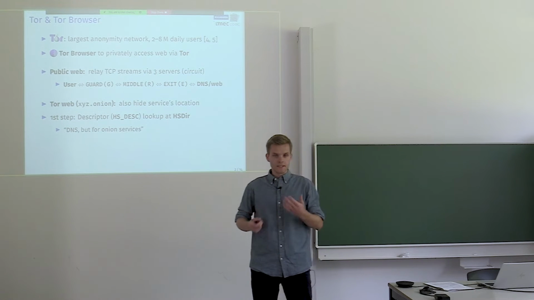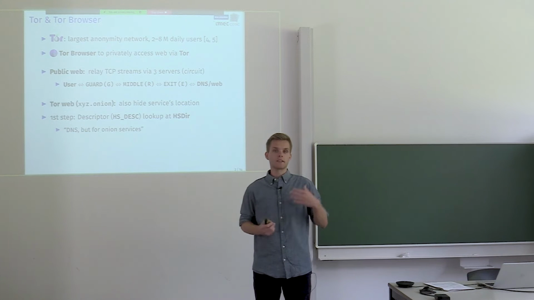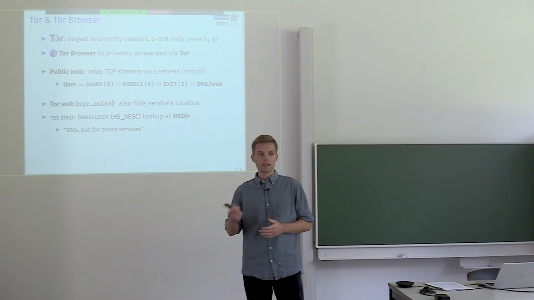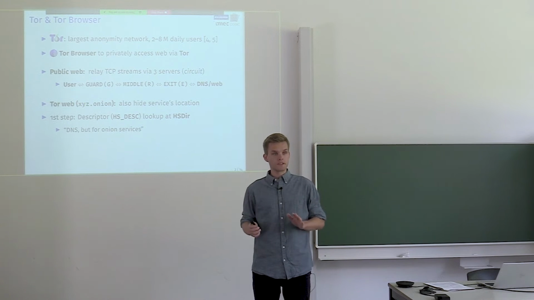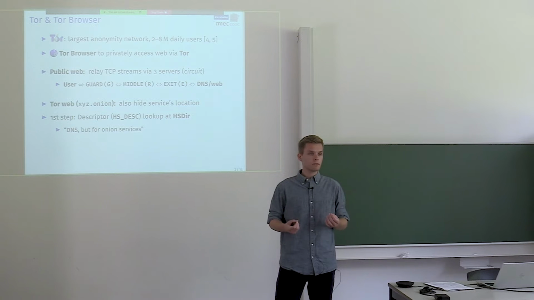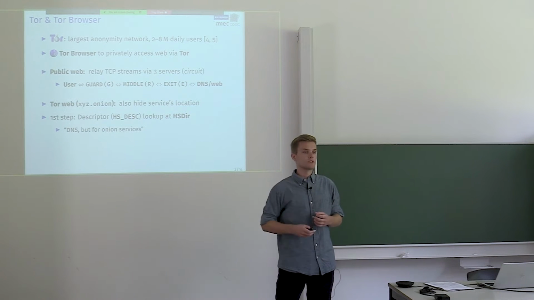This, of course, is somewhat more of an involved process. It's a bit more work than just connecting to the public web. So there's multiple steps that have to be taken before you can ultimately connect to an onion service. But we will not focus on them, only on the very first step, which is looking up a descriptor that lets you, as the Tor browser user, know how to connect to this onion service.